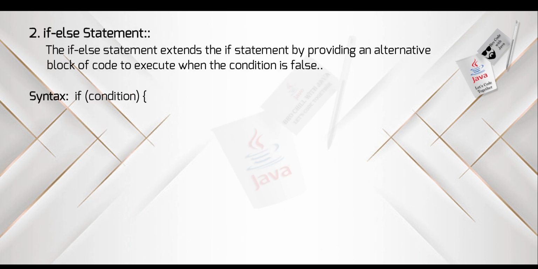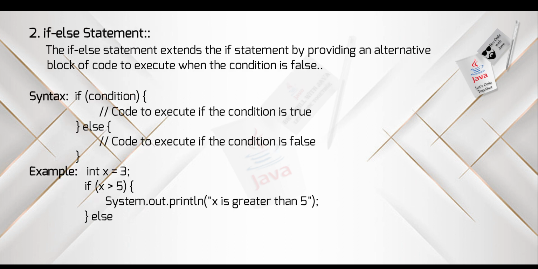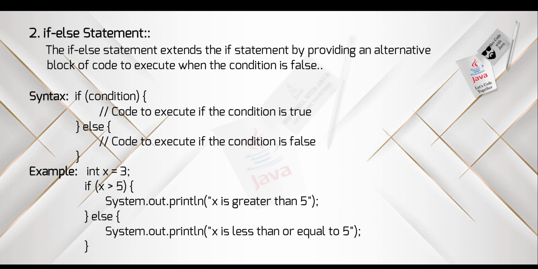2. If-else statement. The if-else statement extends the if statement by providing an alternative block of code to execute when the condition is false. Syntax. Here look at the syntax. We write code for both the conditions, like if it is true and also for false. Example. In this example we have given x value 3, so it prints as per the condition. If the condition is true, then it prints x is less than or equal to 5, and if it is false, it prints x is greater than 5.